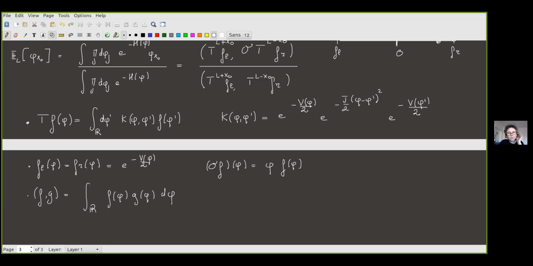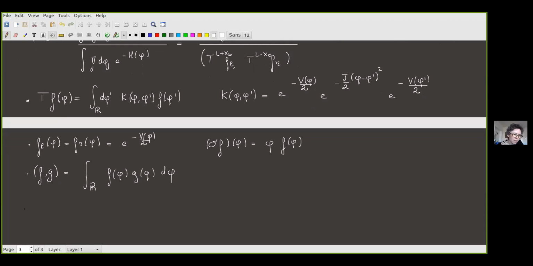This is a well-known operator. An operator of this form is generally called a Kac operator. So T is a Kac operator. In particular, if the potential is just phi squared, in that case you talk about the harmonic Kac operator.